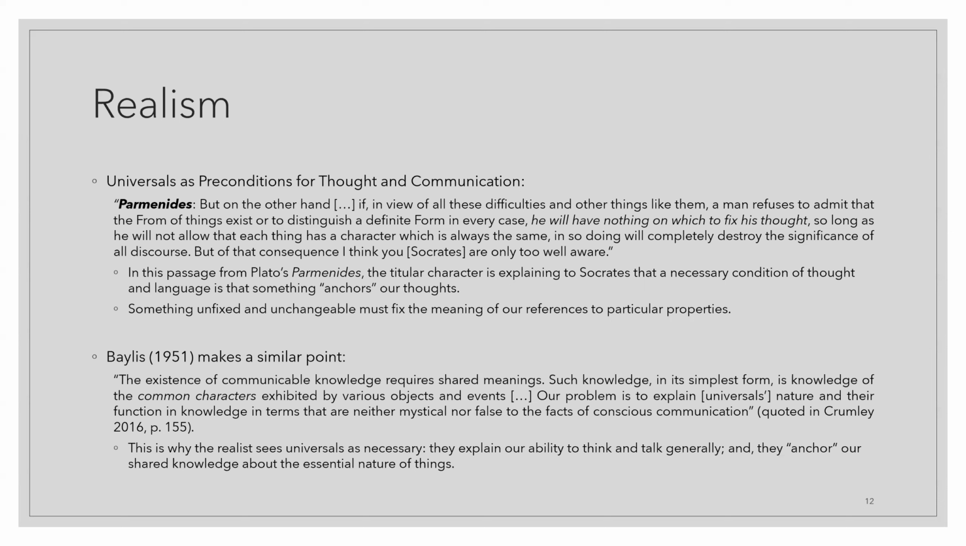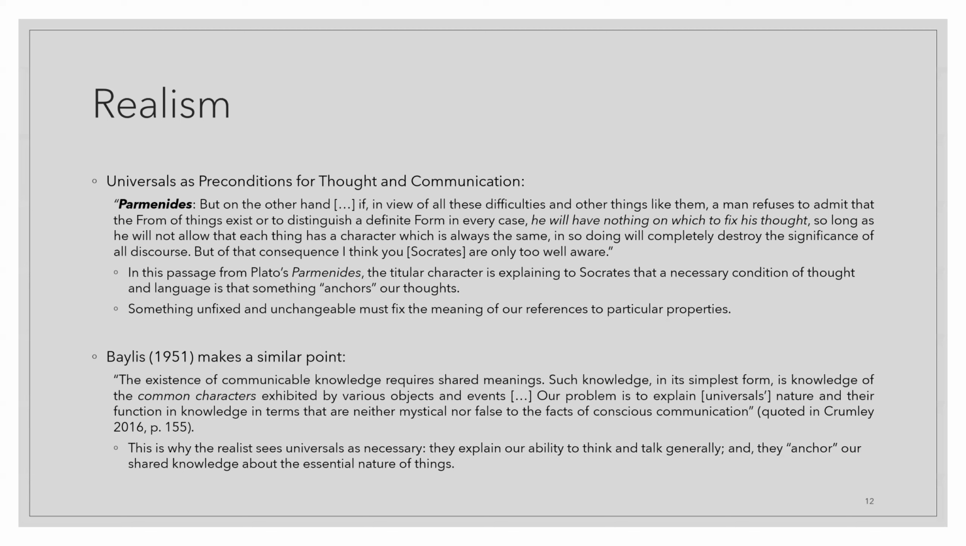So long as he will not allow that each thing has a character which is always the same, in so doing he will completely destroy the significance of all discourse. But of that consequence, I think you are referring to, Socrates, you are only too well aware." So Parmenides is saying, maybe universals, in spite of all the problems, like the one over many problem and the third man argument, we still kind of need something to anchor the meaning of our thought and our language. And it's universals that do that.